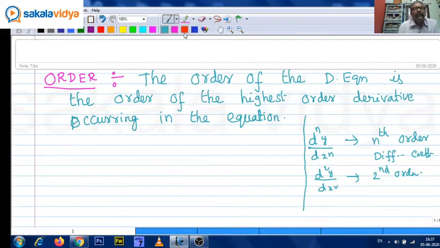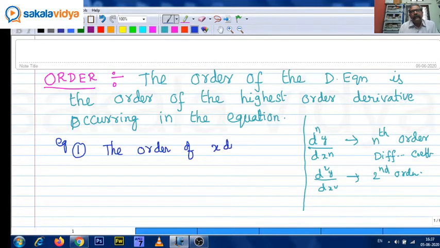The order of x dy by dx plus y equals 0. You check it here. Here only one differential coefficient is present, dy by dx. So the derivative is dy by dx. What is the order? We are saying only 1. That means it is 1.